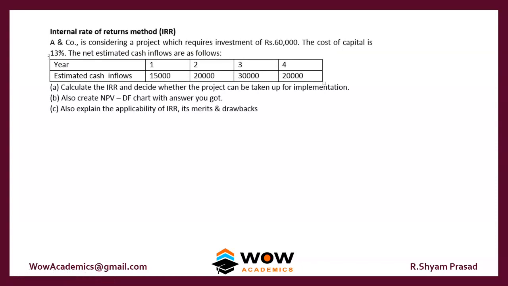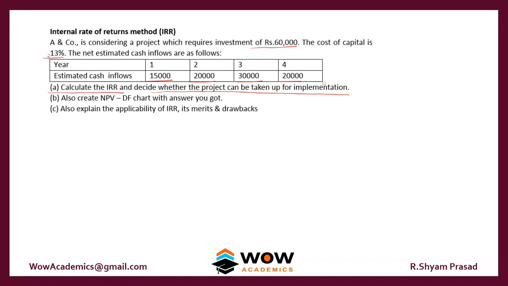So it states A and Co is considering a project which requires an investment of 60,000. The cost of capital is 13%, and they have given you the estimated cash inflows. The cash inflows are 15,000, 20,000, 30,000, 20,000 for the fourth year. Our job is to calculate the IRR and tell whether the project can be invested in or not.